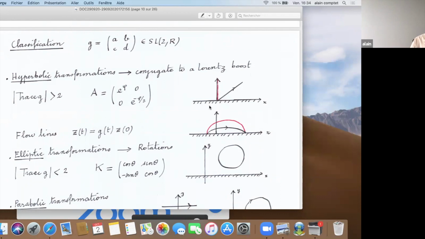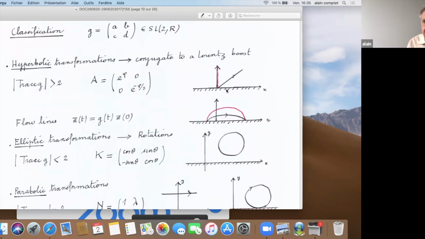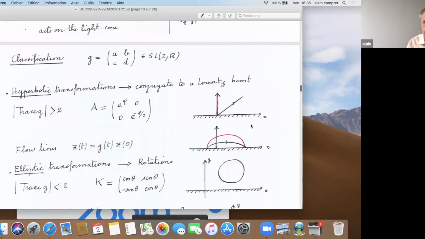But you should understand that you can play with conjugation. If you conjugate this matrix by G and G minus 1, you can transform this geodesic, for instance, to this one. In the same way, this line will be transformed to this line here, which is not a circle, but it looks like a circle. Okay, so these are the flow lines of hyperbolic transformations.